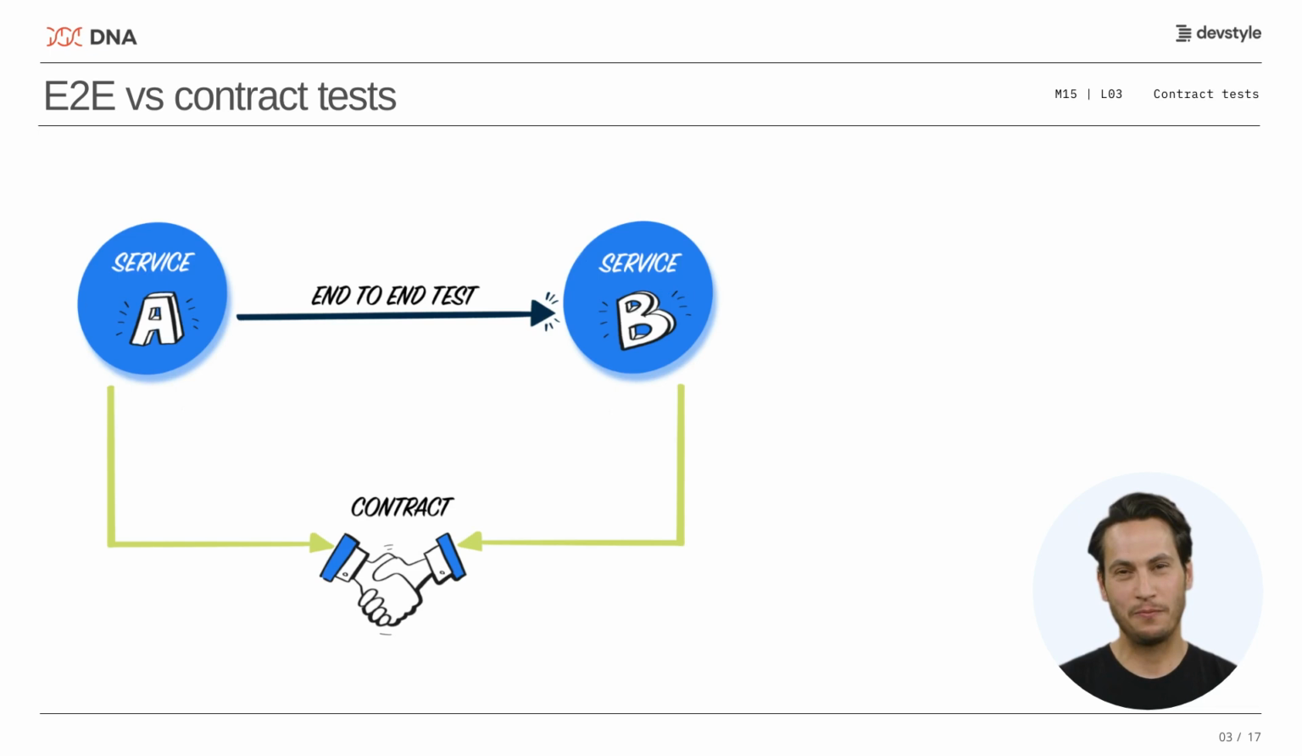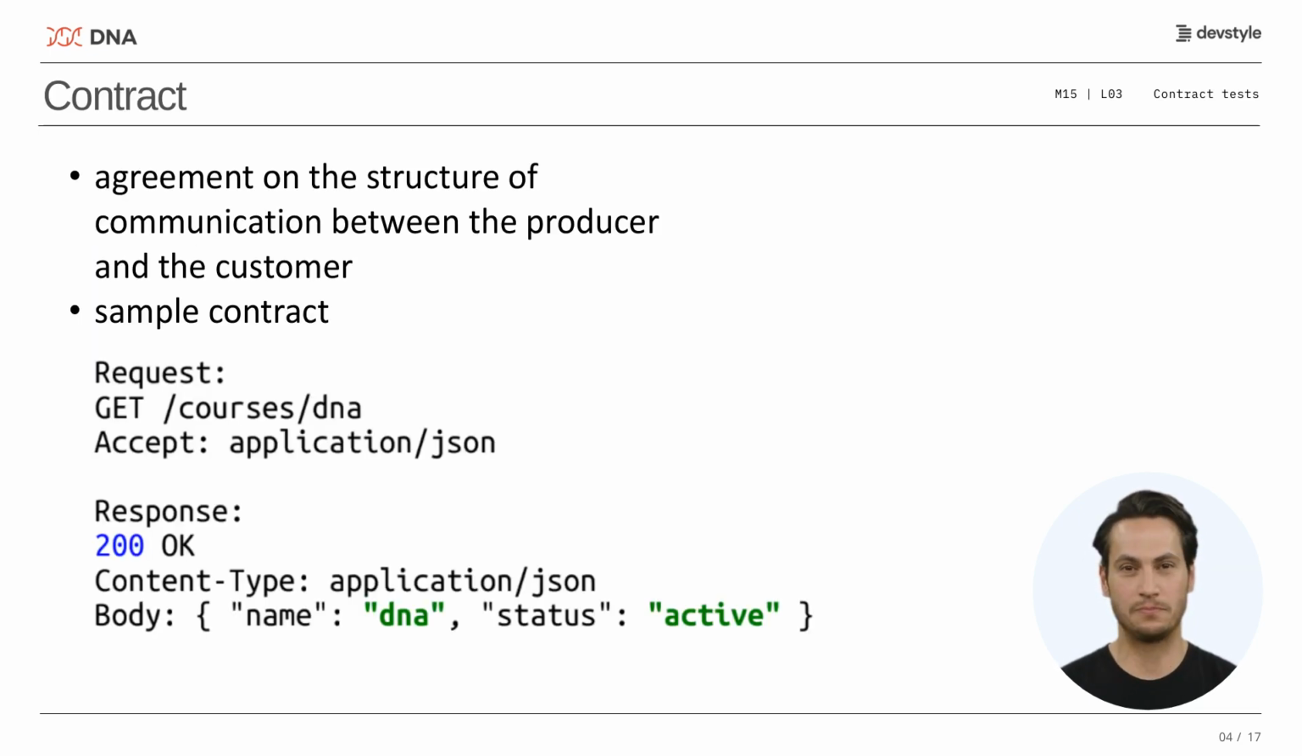As you can see, these tests can coexist with each other. After verifying communication using contract tests, we can, for example, for critical business paths, perform E2E tests to confirm the correctness of the entire process. What is a contract? The contract is a kind of agreement concluded between the producer and its clients.